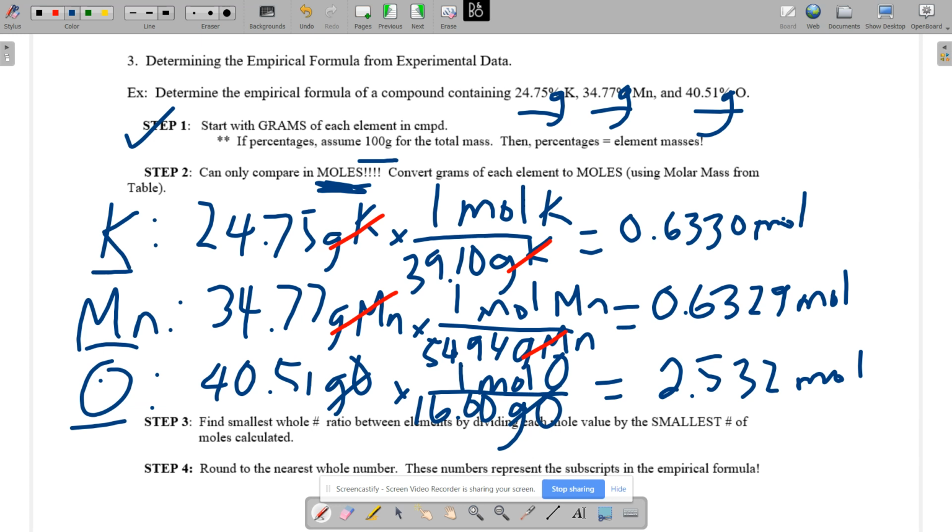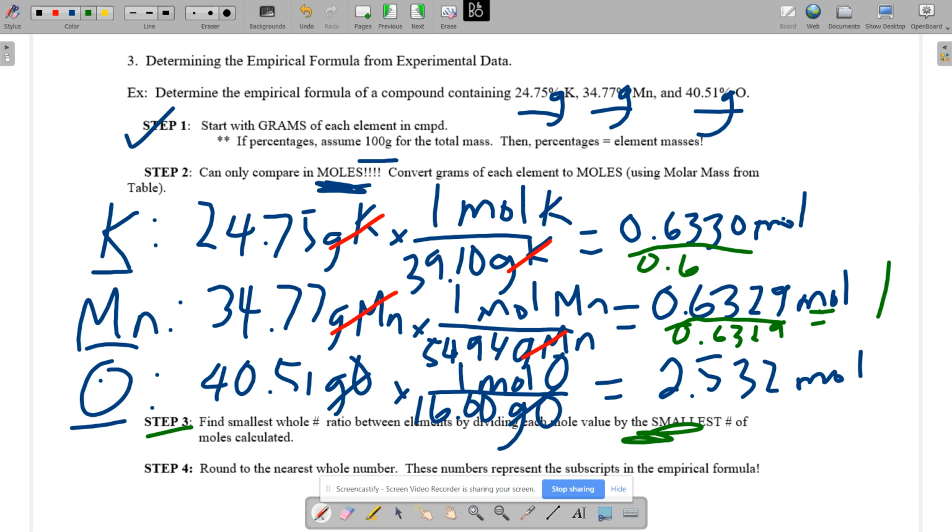But to really see that relationship clearly, we're going to do step 3. Step 3, find the relationship: find the smallest whole number ratio between the elements by dividing each mole value by the smallest number of moles calculated. So I've got these 3 mole values. The smallest one is this middle one. So basically, I'm going to set this one to 1, because I'm going to divide it by itself. So I'm setting the manganese to 1, and then I'm going to divide everything by that smallest mole value.